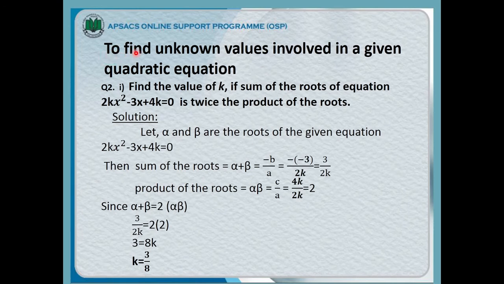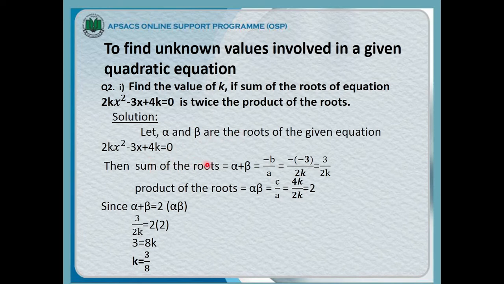Now, to find out the unknown values involved in a given quadratic equation, I am going to explain question number 2, part 1, and in this question we have to find out the value of unknown, that is k, if the sum of the roots of the equation is twice the product of the roots. In this question, a condition is given. So we start by supposing alpha and beta are the roots of the given equation.